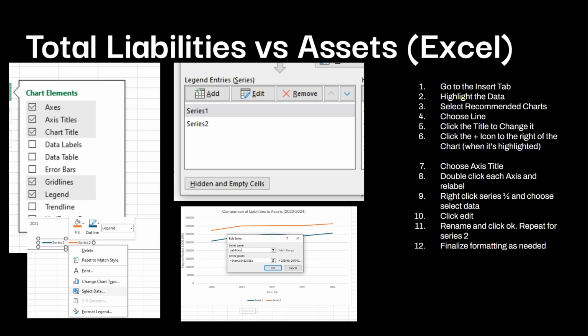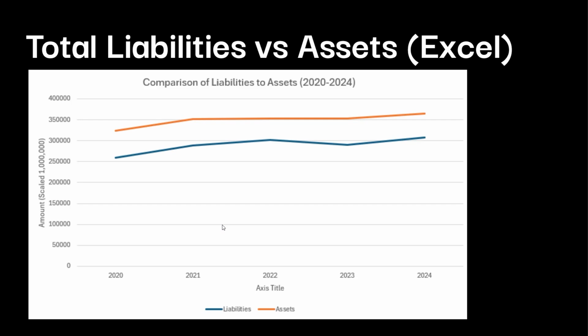Right click the series, choose select data, edit, rename, click OK, repeat for series 2, and then finalize the formatting. So all these over here: chart elements, then legend series. It starts off as series 1, series 2, and relabel this, liabilities versus over here assets. And then you'll see over here assets at the very top, liabilities down below. Again, I still recommend Python.